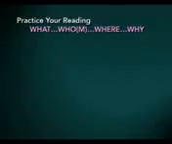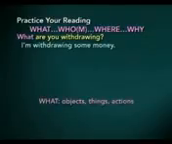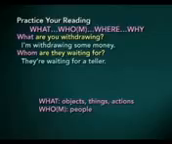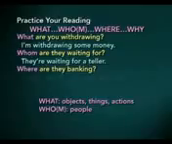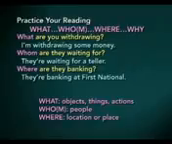Notice that each asks for different information. What are you withdrawing? I'm withdrawing some money. What asks for objects or things. Whom are they waiting for? They're waiting for a teller. Whom asks for people. And where are they banking? They're banking at First National. Where asks for a location or place. Okay? What for actions or objects, who for people, and where, location or place.